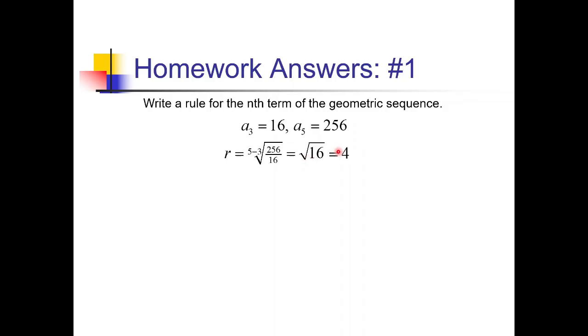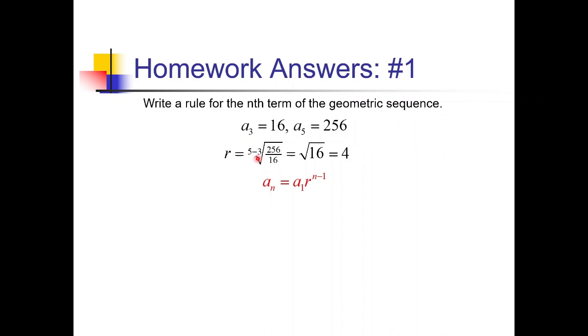So let's see here. We need to figure the a1 value out now. Let me write out my general formula: a1 times r to the n minus 1. To get the a1, we're going to plug the 4 that we just found in for the r. And we're also going to plug in one of these terms for a sub n and then use its index for n. I'm going to use the first term. That looks a little bit easier to deal with.